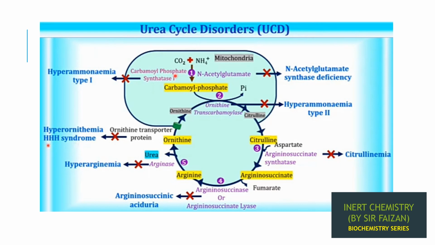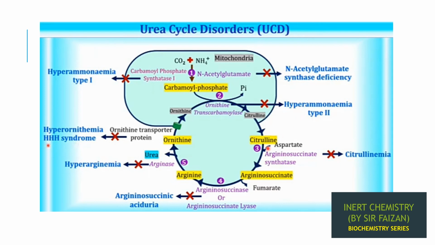The first enzyme involved is carbamoyl phosphate synthetase 1. If this enzyme does not work properly or is missing, then hyperammonemia type 1 disease occurs. Similarly, the second enzyme is ornithine transcarbamylase. This enzyme converts carbamoyl phosphate to citrulline, and in short it is called OTC. If this enzyme is defective, then hyperammonemia type 2 occurs.